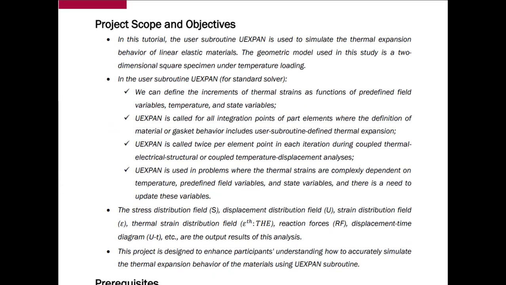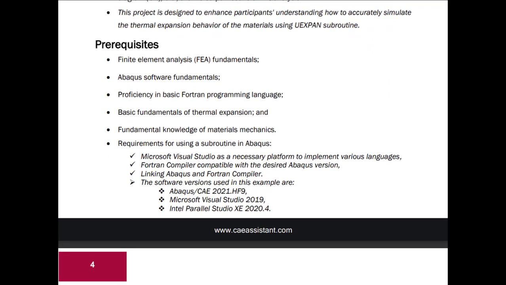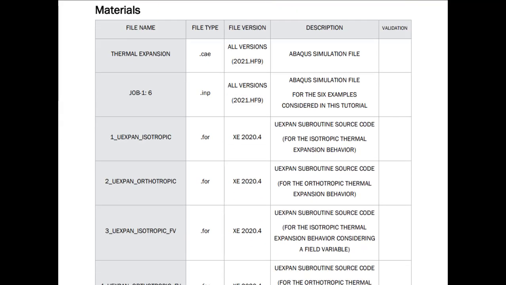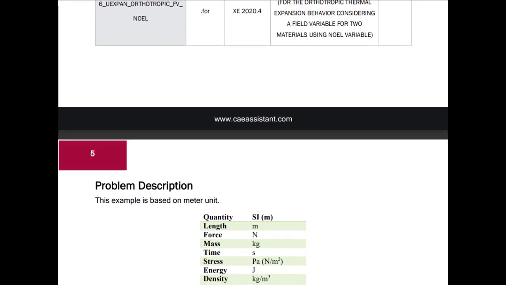They are particularly useful if the expansion behavior is temperature-dependent or varies under certain conditions not captured by Abaqus's built-in material models. Thermal expansion is the mechanical tendency of a material to increase in size, length, area, or volume, and to change its density with increasing temperature.